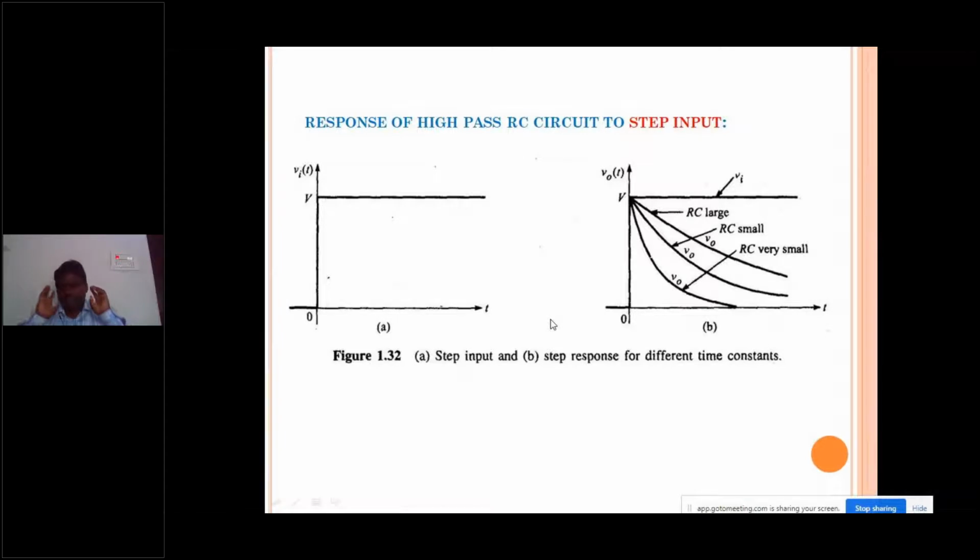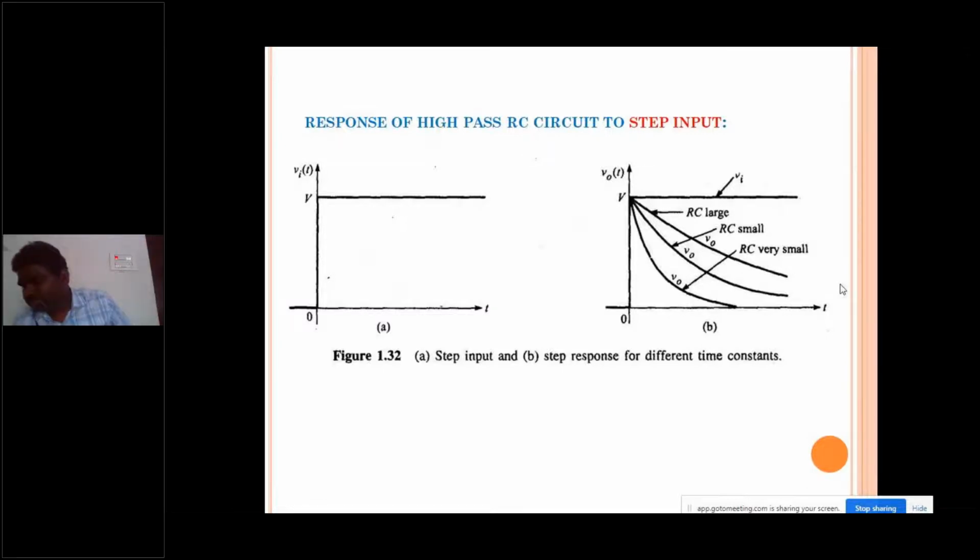Now let me explain what will happen if I apply a step input to a high pass circuit. It is like the previous expression, the previous low pass circuit. I am applying a step input signal. If I apply a step input signal, you can see here this gets an exponentially decaying output curve. In the low pass circuit, it is exponentially increasing. At time t equal to 0 minus, input is 0, output is also 0. But at time t equal to 0, the output starts at maximum value. So this is an exponentially decaying curve.